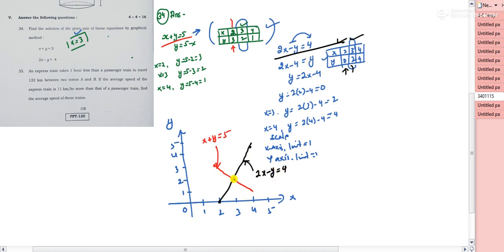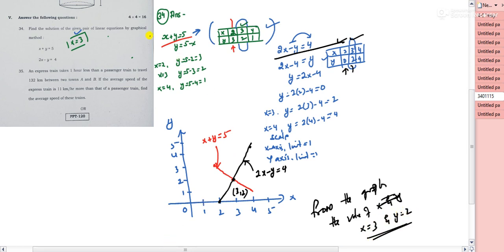Now these two lines are meeting at a common point. What is that? Yes, that is 3 comma 2. So from the graph, wherever these two lines are meeting, that is our value of x and y from the graph. Or else you can write the value of x is 3 and y is 2. That's all. Okay, so if you write this much, you will get full marks.